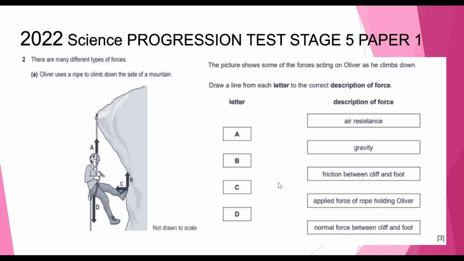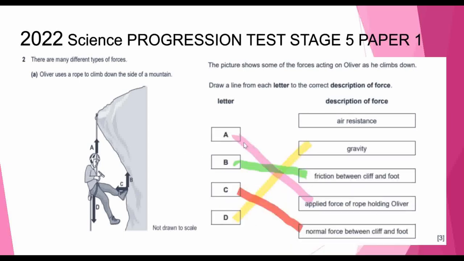So let's check the answer. Letter A is the applied force of the rope holding Oliver, of course. Next, letter B is friction between the cliff and the foot. So Oliver is climbing down, and the friction is against his movement.